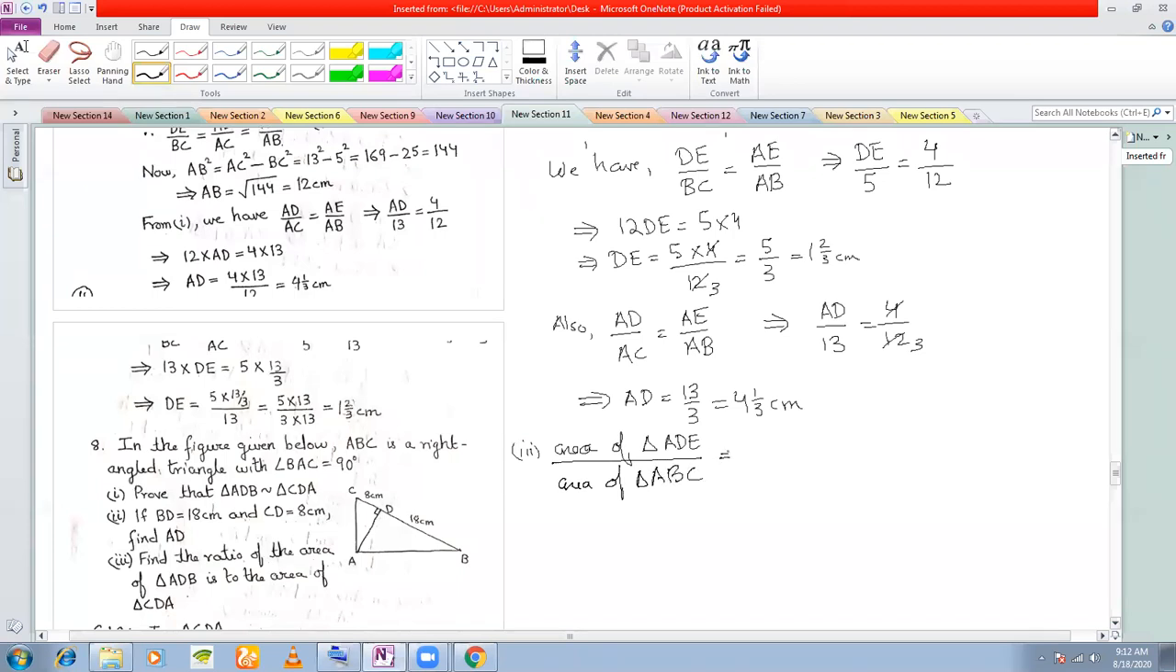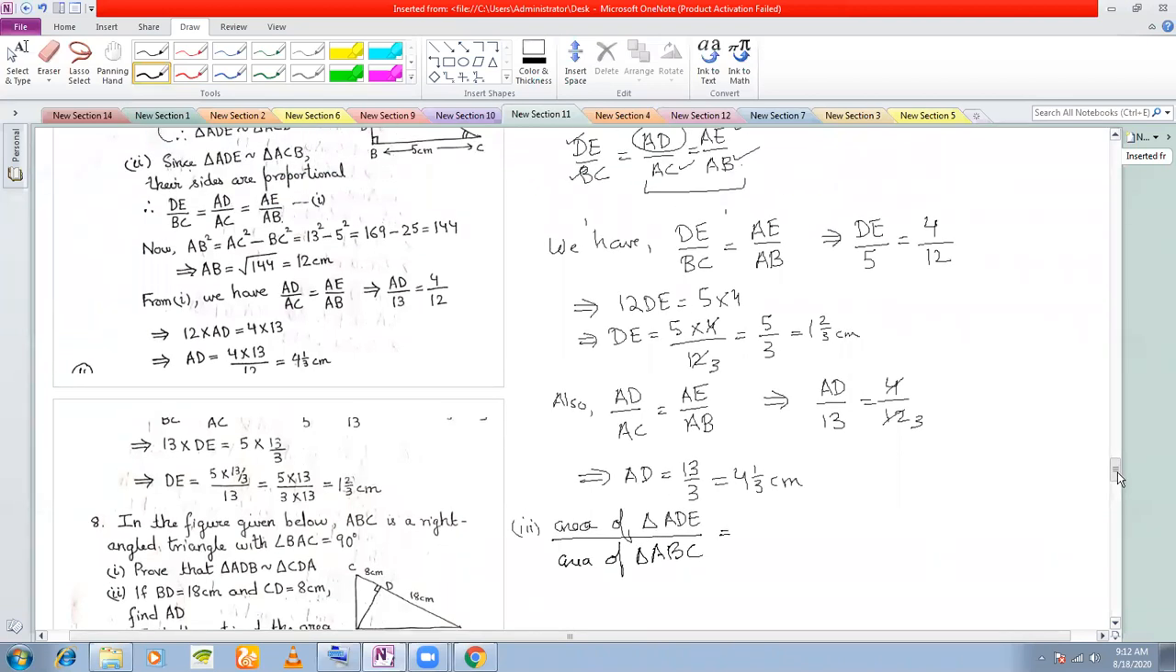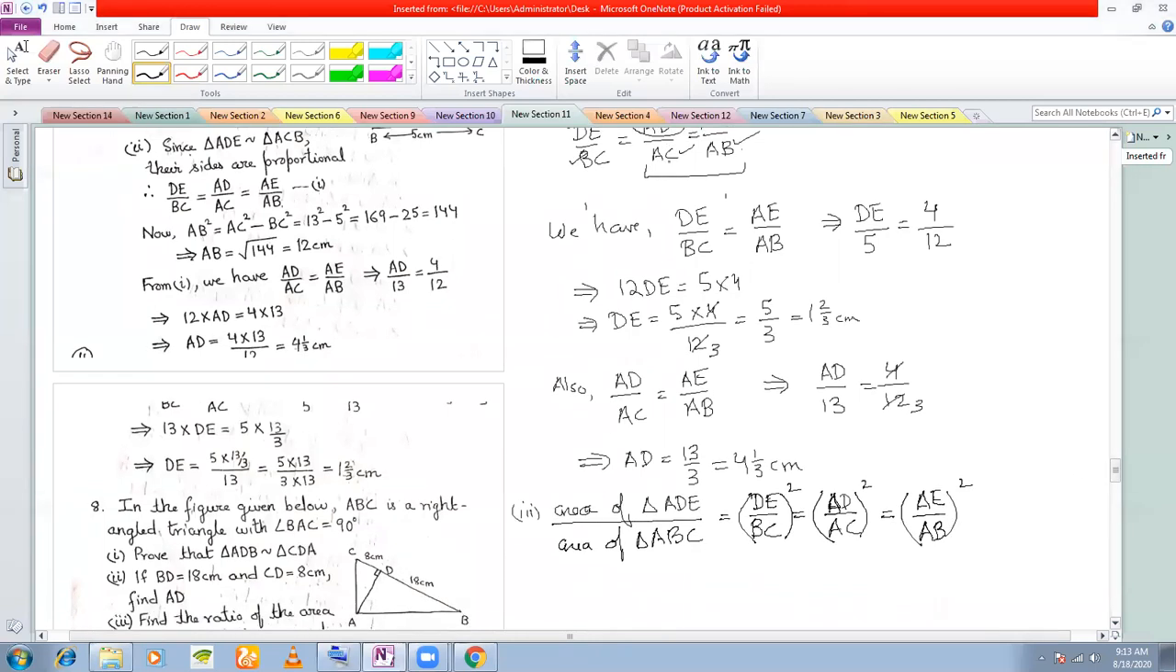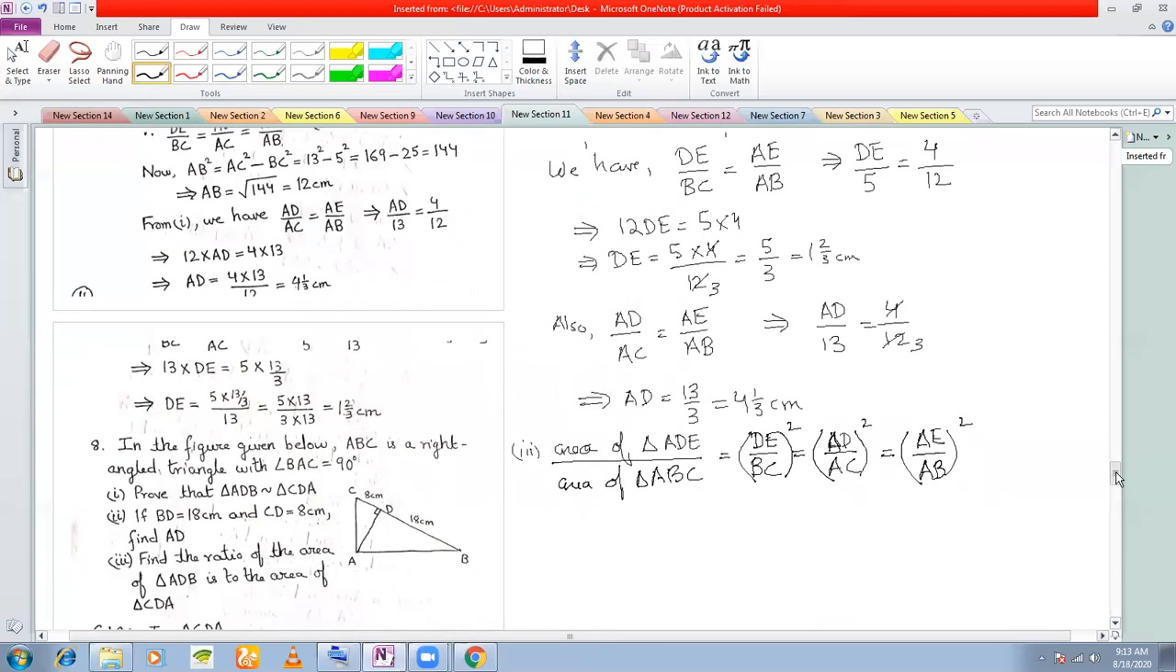is equal to the square of the proportional sides. So what are the proportional sides here? We have DE by BC equal to AD by AC equal to AE by AB, the square of all this. Now which ratio do I know? I know in fact all the ratios. I know AE and AB. So let us consider this ratio, the third one.